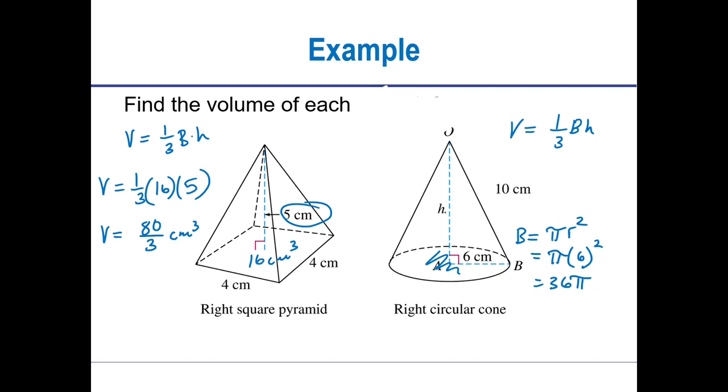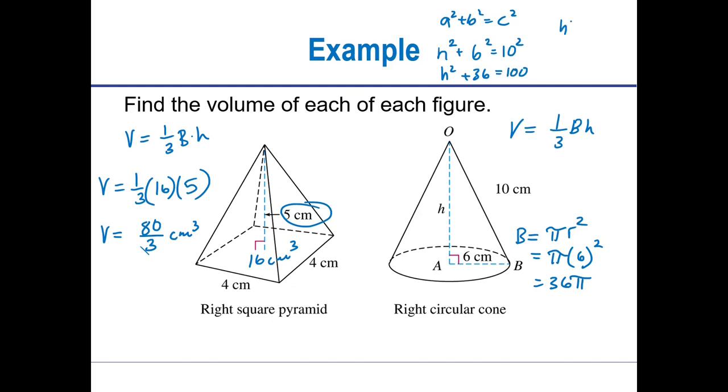Now all we need to do is to find the height. We will use the Pythagorean theorem to solve for the height h. a squared plus b squared equals c squared. And a, we'll let that be h. So we have h squared plus b, we'll let that be 6. h squared plus 6 squared equals 10 squared. Remember, 10 is the hypotenuse. We have h squared plus 36 equals 100, and h squared is equal to 64. So h must be equal to 8.